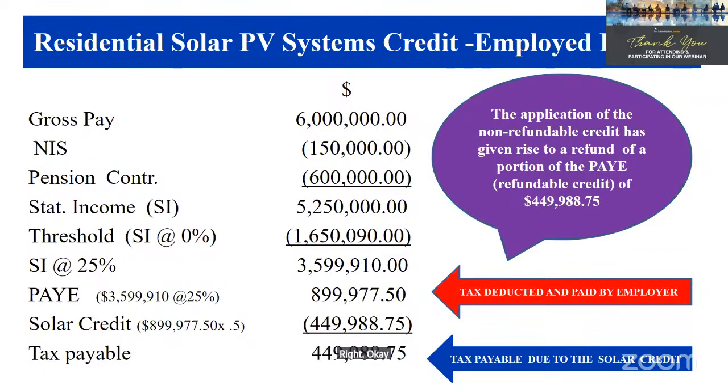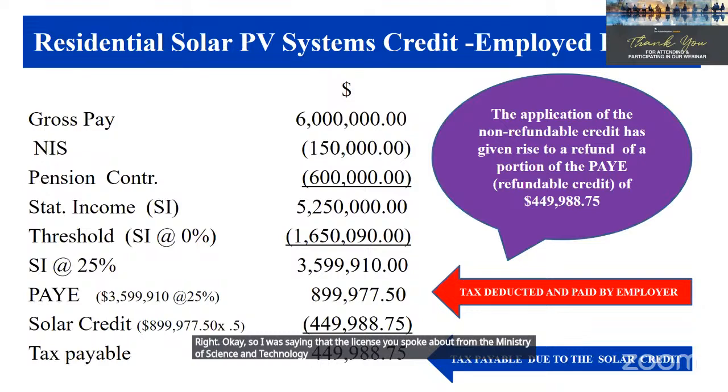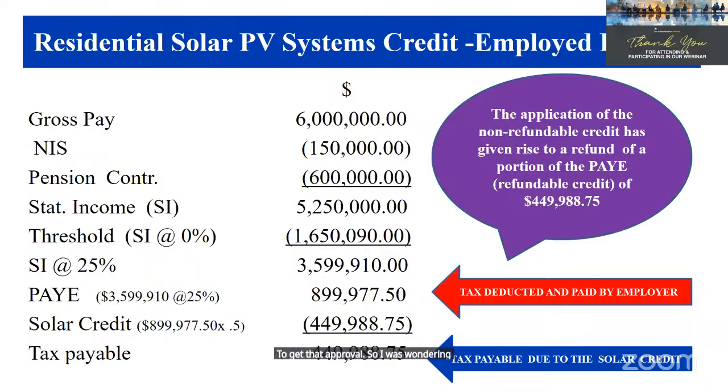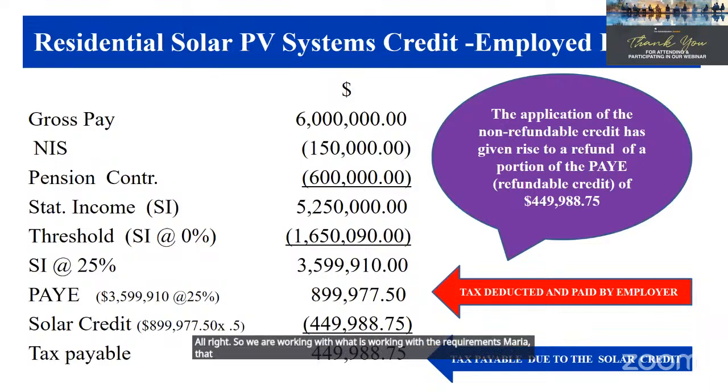So I was saying that the license you spoke about from the Ministry of Science and Technology, I believe that license is because you want to sell back power to JPS, so you have to apply for that license to get approval. So I was wondering, why, to get back our tax refund, do you need a copy of that license? All right, so we are working with what is the requirement, Maria. That is it as at today.